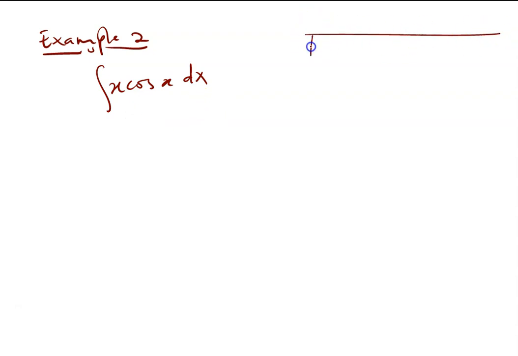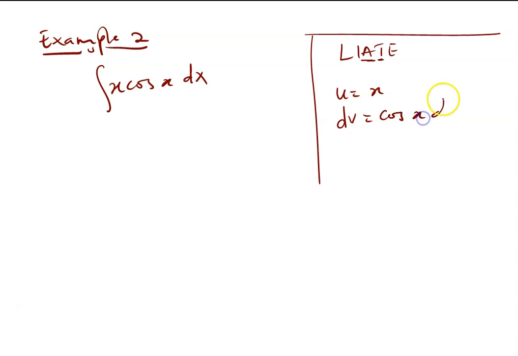Okay, so let's proceed to example 2. The question is asking us to find the integration of x cos x dx, right? So at this point, we write our LIATE. With this, the algebraic function comes first, then the trig comes second. So our u is x, then dv is cos x dx. So we move on to the solution.